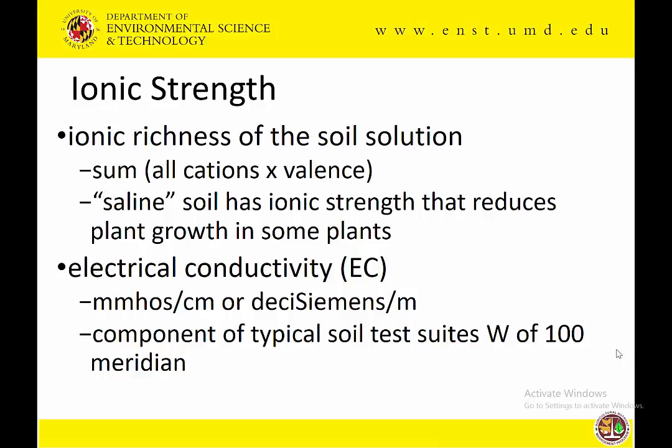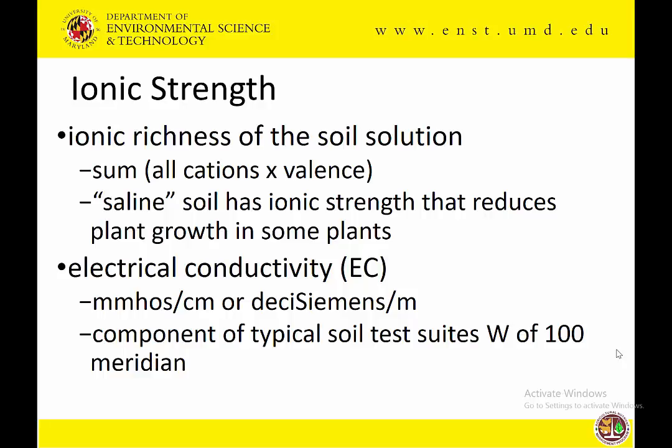Okay. So we're going to talk about ionic strength, and that's essentially the ionic richness of the soil solution. And you could actually calculate this exactly by analyzing your soil solution for all the cations, multiply the valence, and there's a little coefficient. And I will say that if the ionic richness gets high enough, we actually call the soil saline, and that means salt affected. It means that your ionic strength is high enough that it's going to have a negative impact on plant growth, all right?